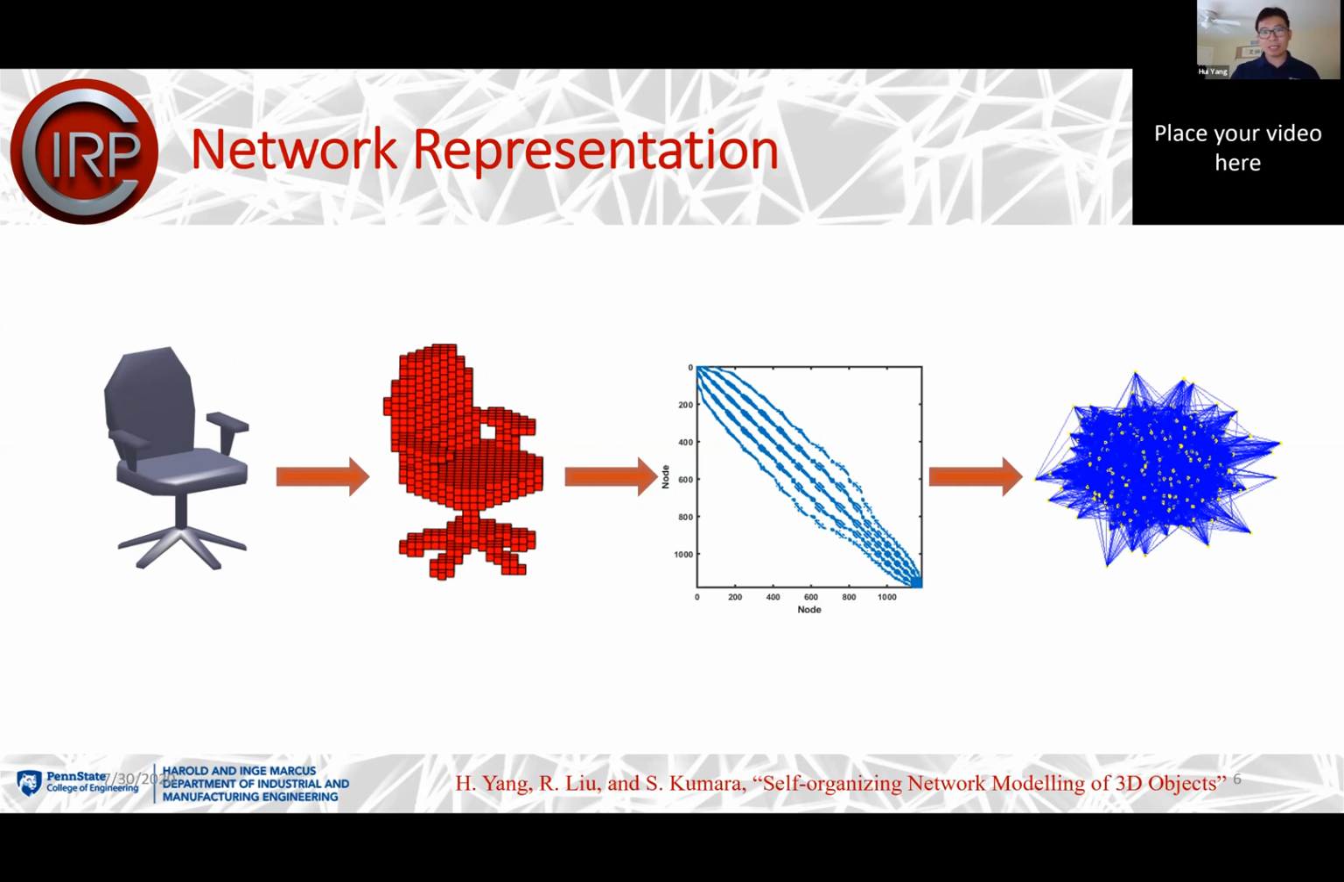So this is an adjacency matrix. We couldn't see this is a chair, but we can use a network. We can put it in a network. Okay, so this is called a network representation.